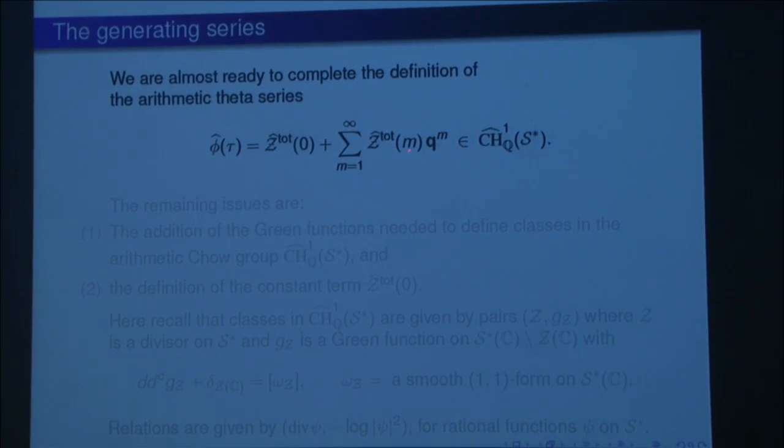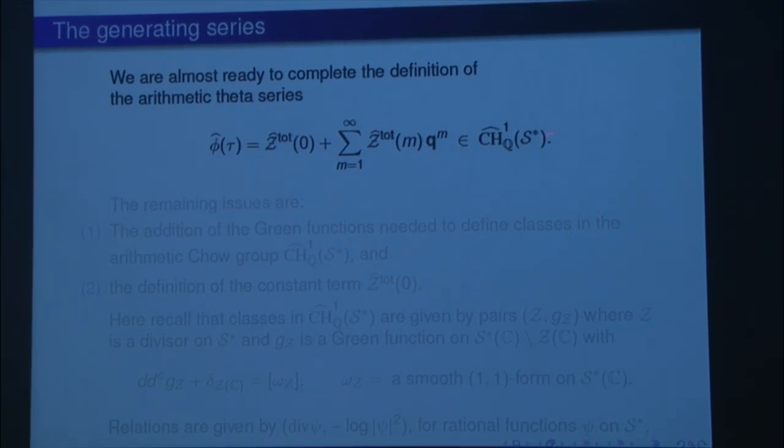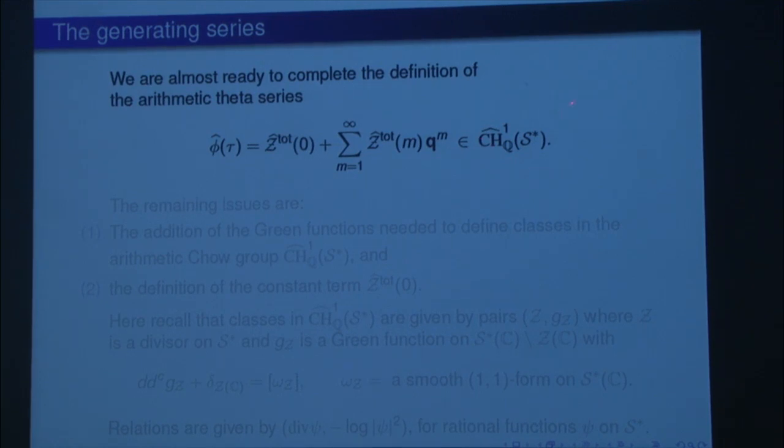These are the classes which we saw on the last slide, except they're now going to be equipped with Green's functions. And this thing is going to be a Q series. I should have put a bold Q, double brackets Q here. This is just a formal Q series, so there's some typo here. But anyway, these classes are going to be classes in the arithmetic Chow group of that nice regular model.